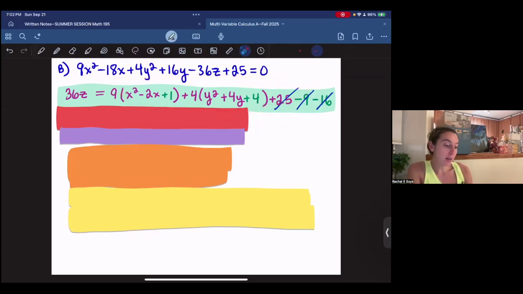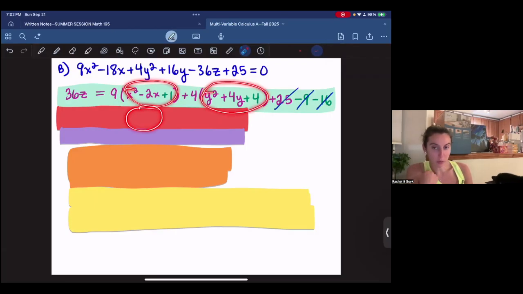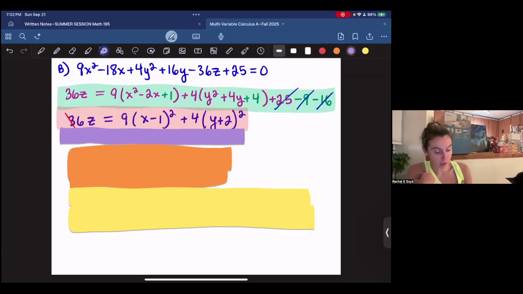And now we can officially complete the square. Our x squared minus 2x plus 1 is just the same as x minus 1 in parentheses squared. And then our y squared plus 4y plus 4 is the same as y plus 2 in parentheses squared. And then once we have that all set up, we can go ahead. Well, let me show you this first.